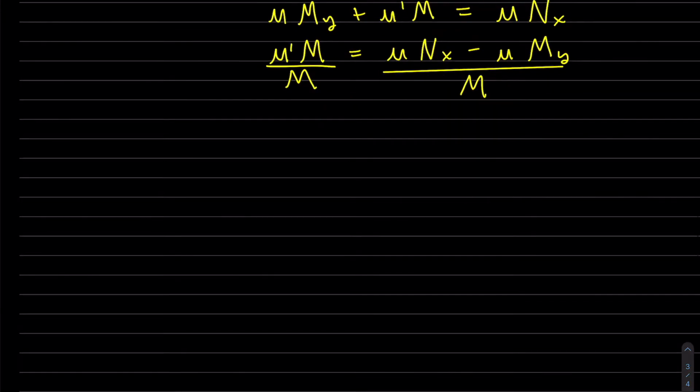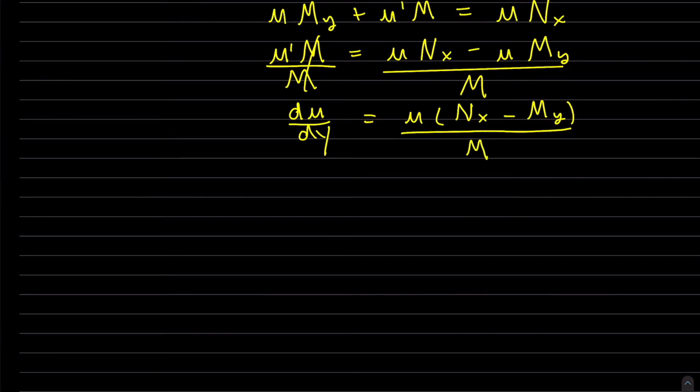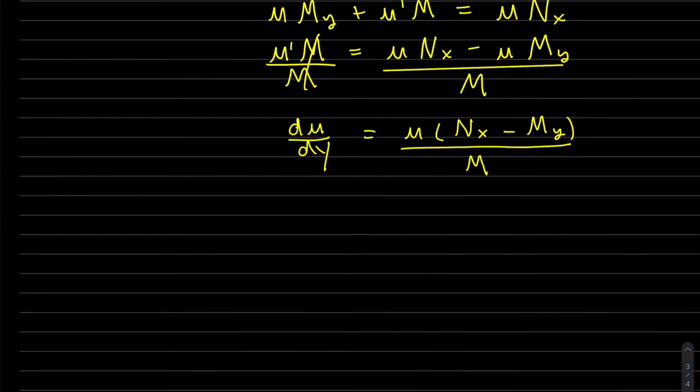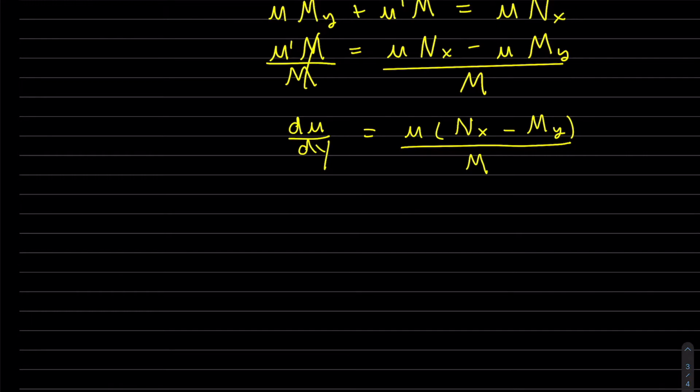So factor out the mu. Since we have d mu, dy, because remember mu is in terms of y. Factor out the mu on top. Separate.